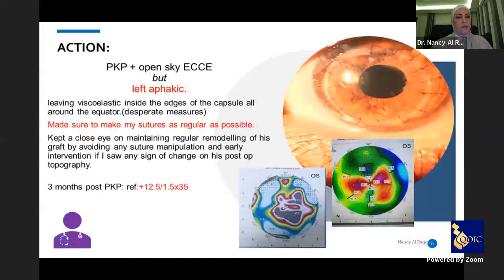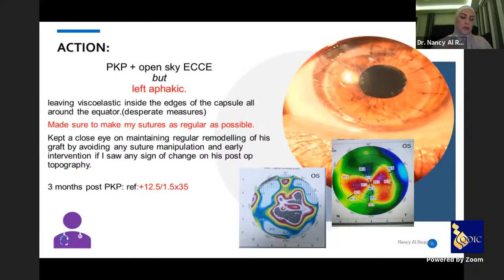So what I've done: PKP, open sky, left aphakic. I left a viscoelastic in the capsule as a desperate measure to find it later on open. I made sure to make my sutures as regular as possible. And if you can see, the lower photo is the pre-transplanted eye, and the upper one is the post-transplant eye. As you can see, I worked on the surface from a very irregular cornea into a very regular bow tie cornea. And then we monitored this patient regularly to avoid any change in his postoperative refraction.